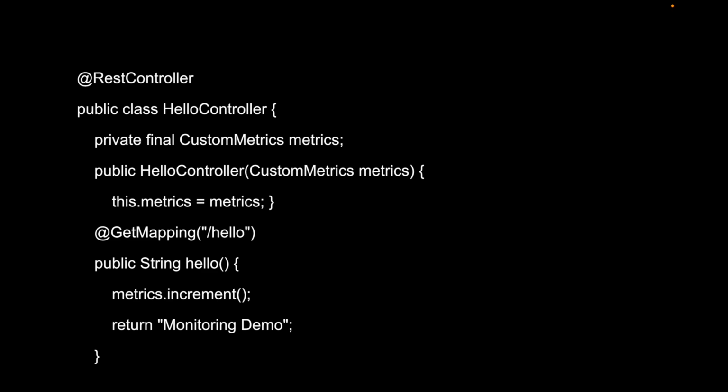Now we need to connect this metric with our application logic. So I am injecting the custom metrics class into the controller. This gives the controller access to our counter. In the constructor, Spring automatically provides an instance of our custom metrics component, so we can use it anywhere in the application. The metrics.increment line is important here because every time someone calls the hello endpoint, we increment the counter. So every API request gets recorded.